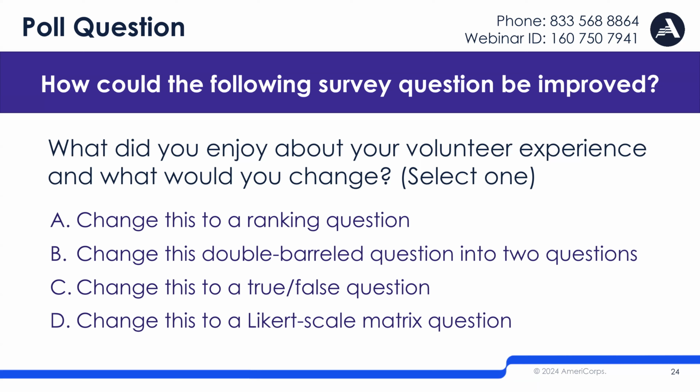The answer options here: A, change this to a ranking question. B, change this double-barreled question into two open-ended questions. C, change this to a true-false question, only focusing on if they enjoyed volunteering. Or D, change this to a Likert scale matrix question.